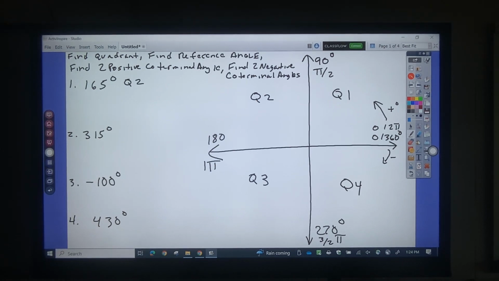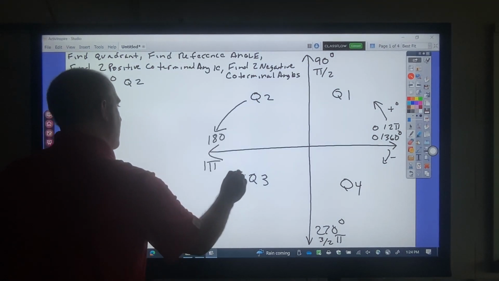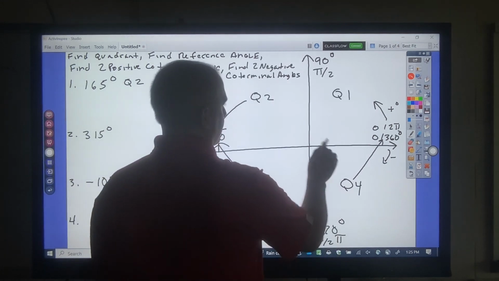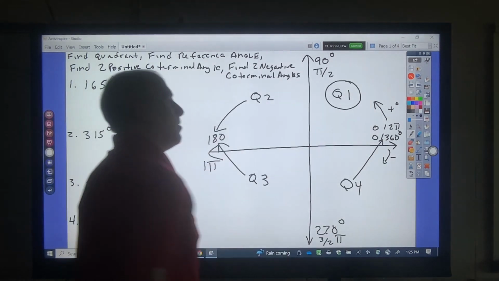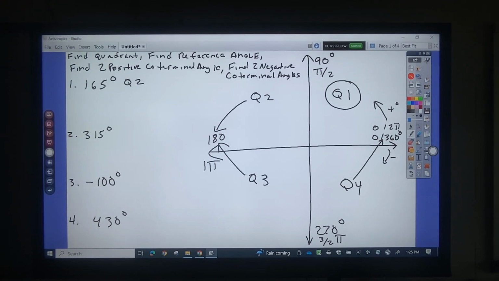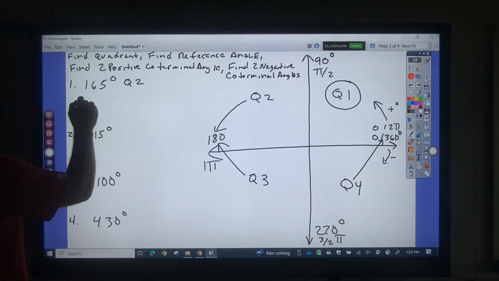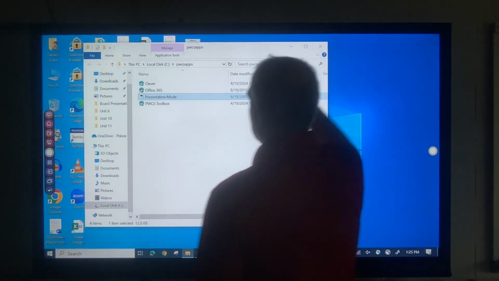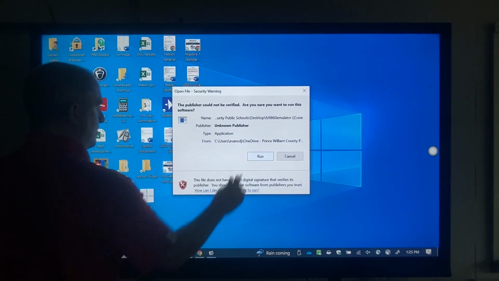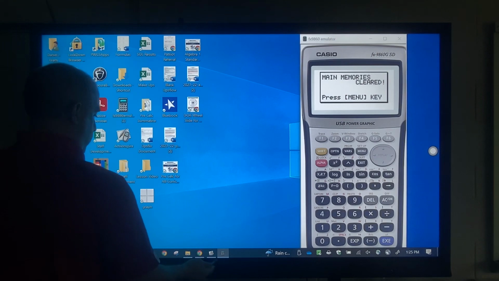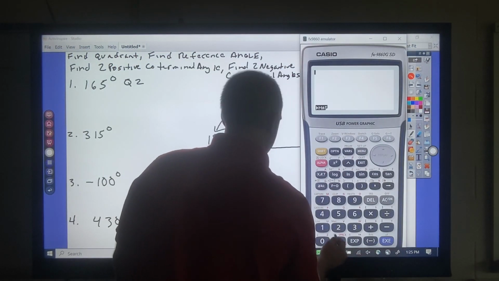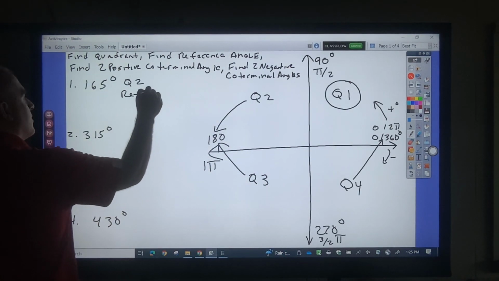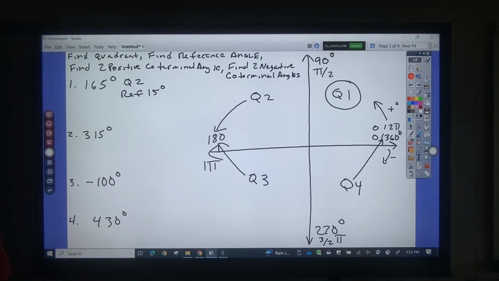Okay, in order to find the reference angle, when you're in quadrant 2 and when you're in quadrant 3, you compare to 180. When you're in quadrant 4, you compare to 360. When you're in quadrant 1, whatever the measurement is, that's the measurement. Okay, so 180 minus 165, let me pull up my calculator. Okay, 180 minus 165 is 15. So my reference angle is 15 degrees, okay? And we'll be using that later with the unit circle.